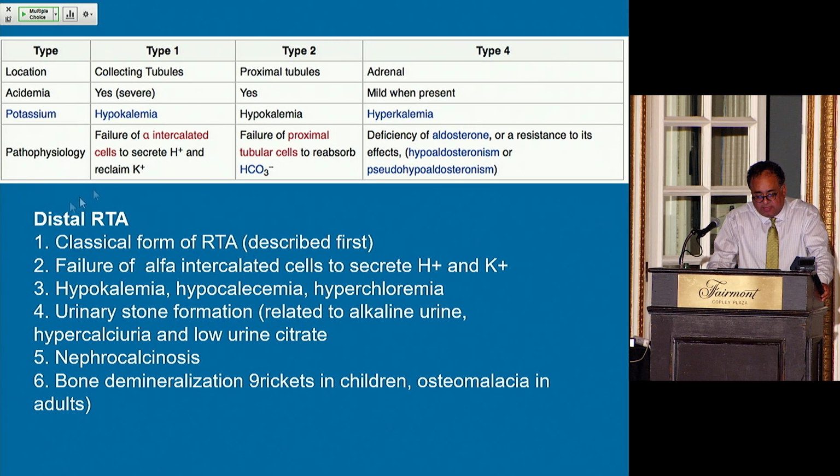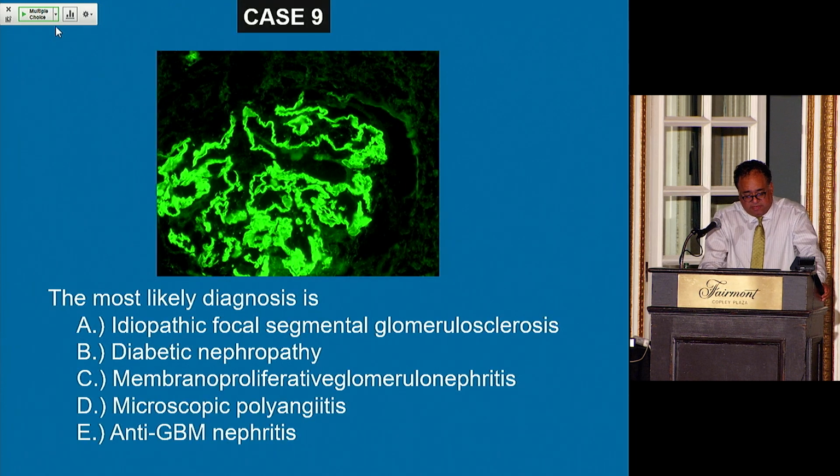Distal RTA, this type 1 RTA, is the one that's classically associated with nephrocalcinosis. You also see bone demineralization. You can also see urinary stone formation. So if you see nephrocalcinosis, think about type 1 RTA. This next case, the most likely diagnosis is one of the following.